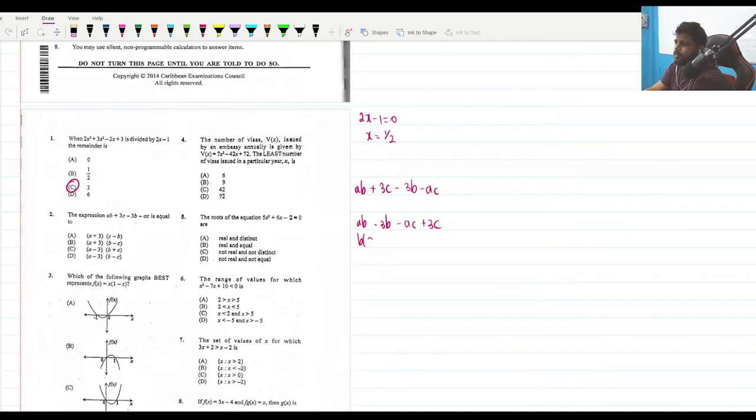B into A minus 3 minus C into A minus 3. A minus 3 into B minus C. A minus 3 is D.